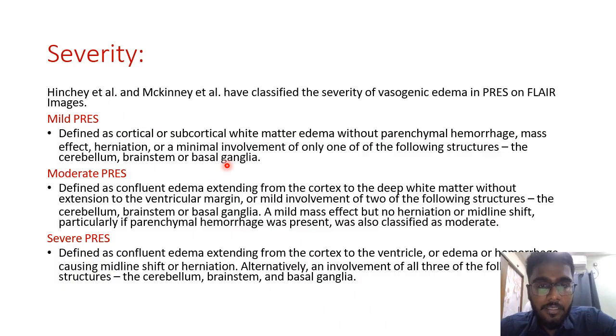The severity can be divided based on the involvement. Cortical white matter edema without parenchymal hemorrhage, mass effect, or involvement of any one of the following structures, the cerebellum, brainstem, and basal ganglia, comprises mild PRES. Confluent edema extending from the cortex but sparing the periventricular margins, or mild involvement of the above-mentioned structures, will be moderate PRES. Severe PRES is edema extending from the cortex to the ventricle with midline shift or herniation, or involving all three structures of the cerebellum, brainstem, and basal ganglia.